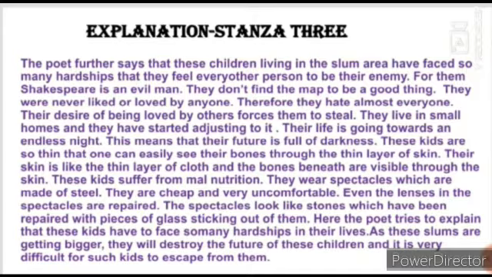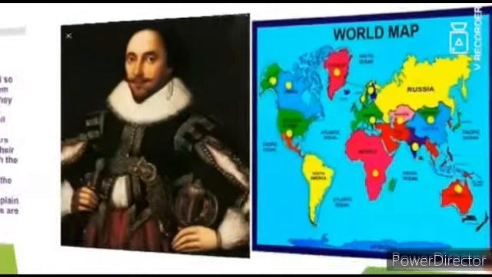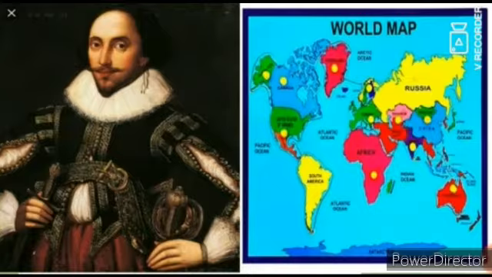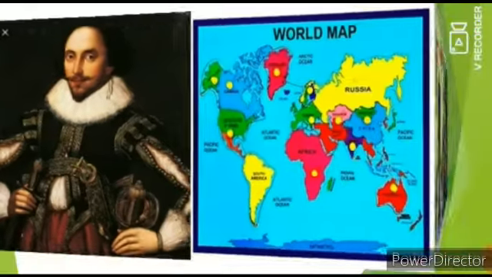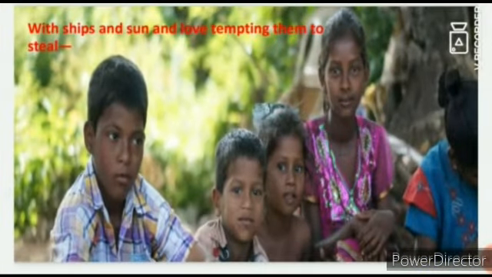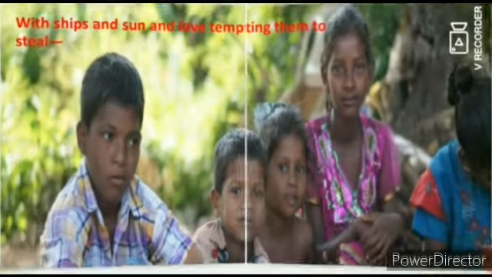Explanation. The poet further says that these children living in the slum area have faced so many hardships that they feel every other person to be their enemy. For them, Shakespeare is an evil man. They don't find the map to be a good thing. They were never liked or loved by anyone. Therefore, they hate almost everyone. Their desire of being loved by others forces them to steal.